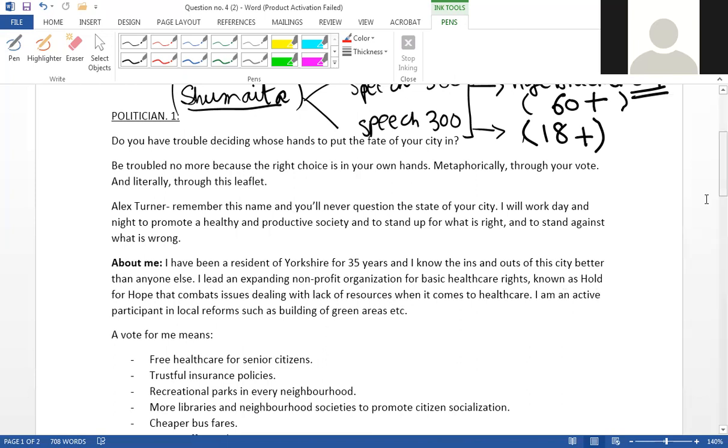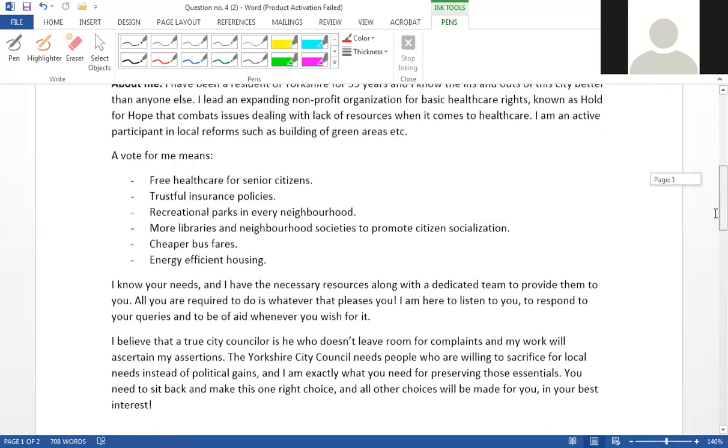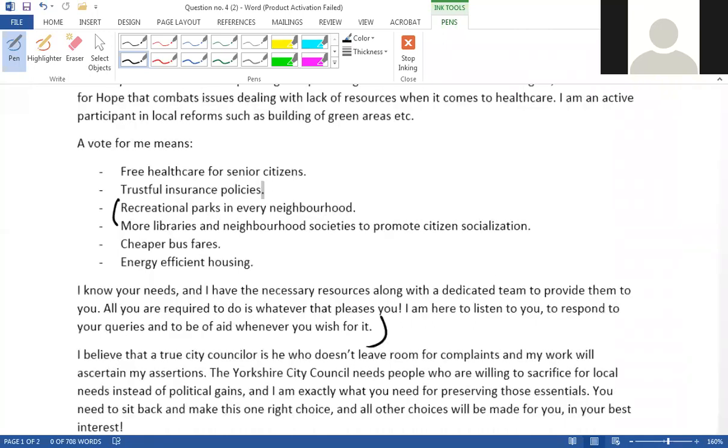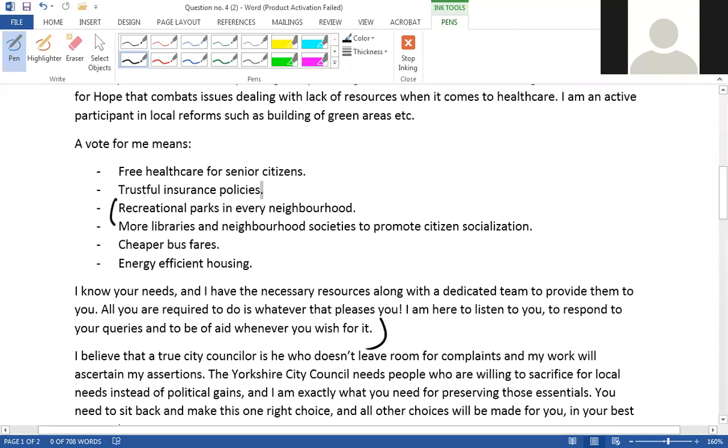A vote for me means some comprehensive bullet points have been given: free healthcare for senior citizens, trustful insurance policies. I stop right over here, and I want Mariam Fatma to please read from the third bullet point. From here, beta, till here. Recreational parks in every neighborhood, more libraries and neighborhood societies to promote citizen socialization, cheaper bus fares, energy efficient housing.